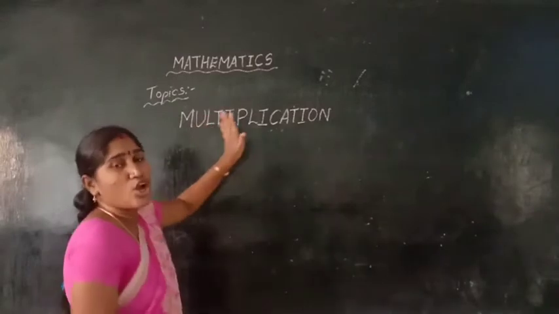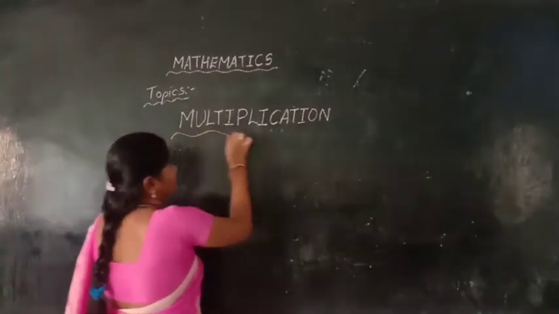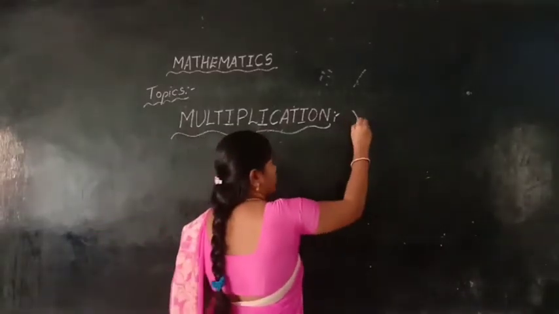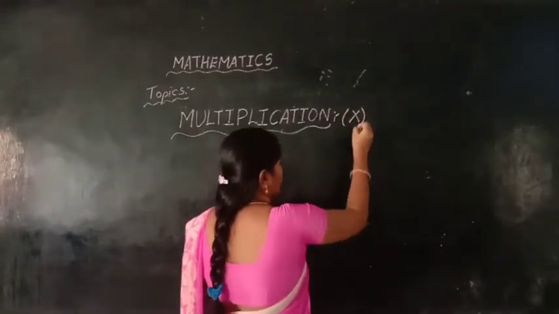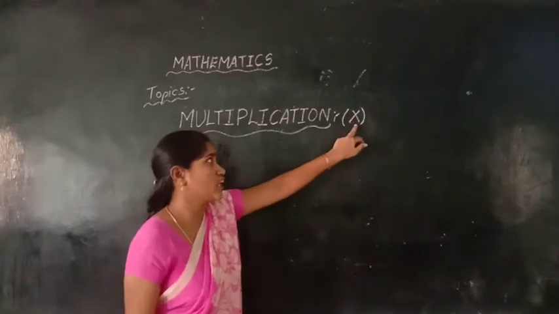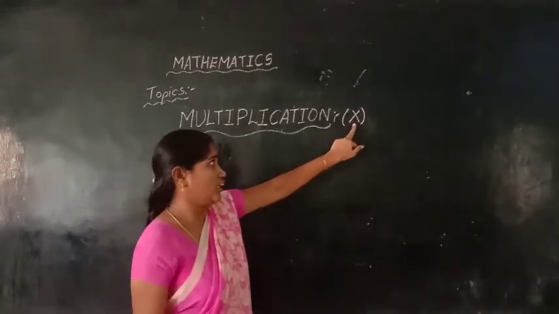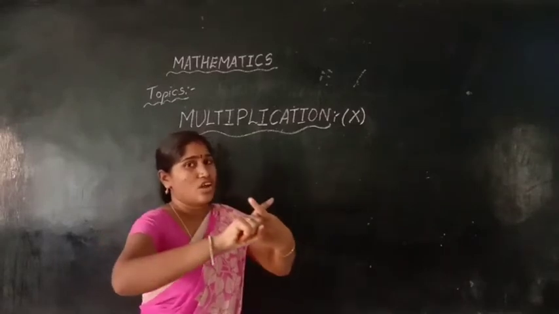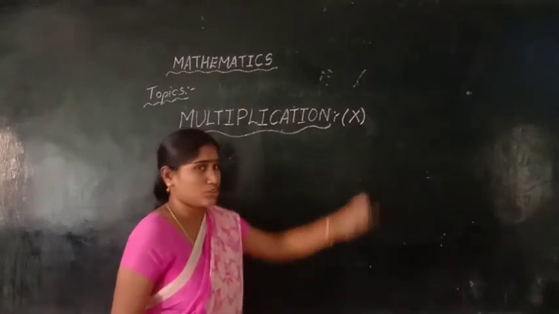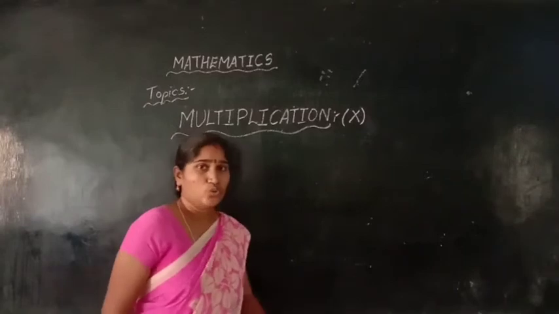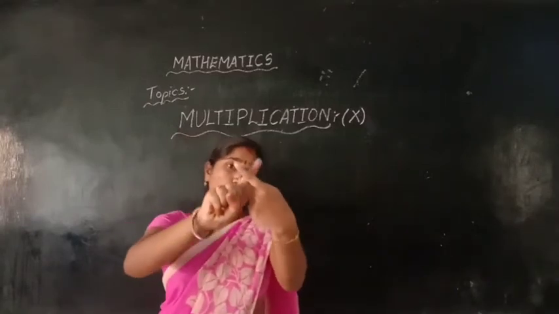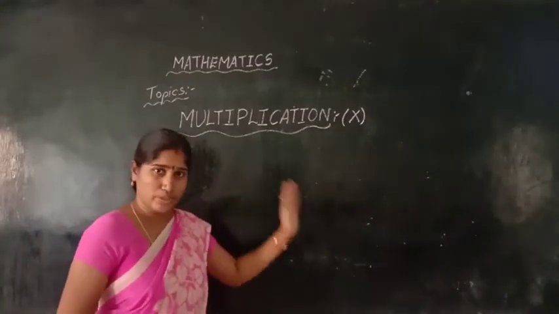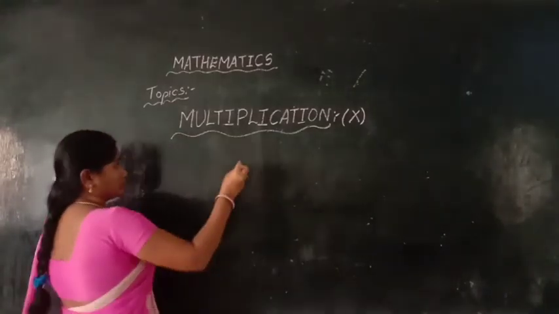It is multiplication. The multiplication symbol is into. That means there are 2 crossed lines. Okay, children, the multiplication symbol is called into. Like this, there are 2 crossed lines. Okay, now we will see how to do multiplications. Okay, children.